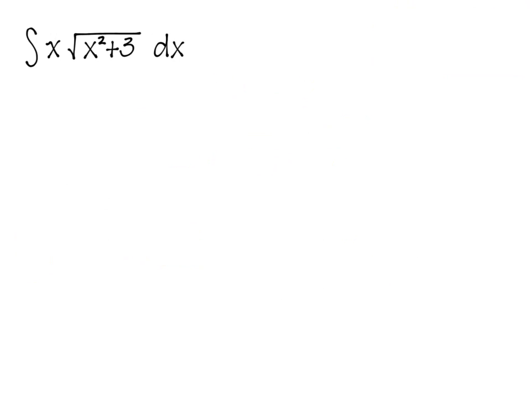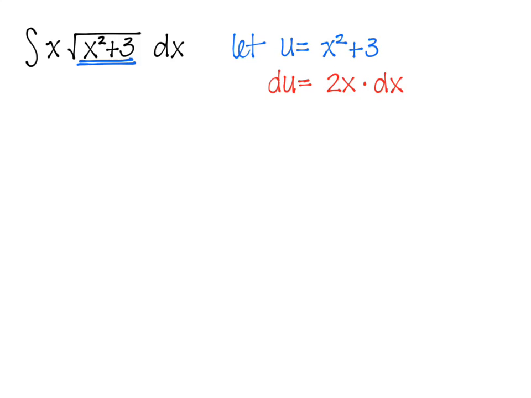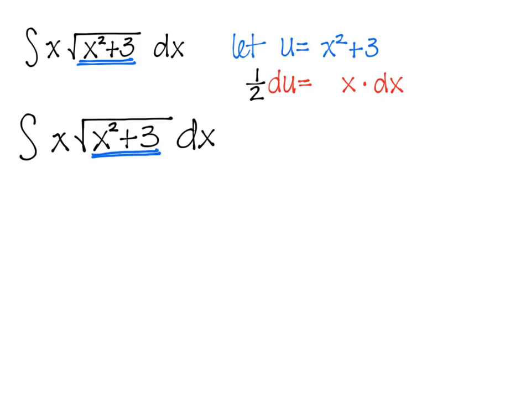Here's another problem. Now this time, my outer function is the square rooting function. My inner function is x squared plus 3. So x squared plus 3 is going to be my u. Take the derivative of u, and it's 2x dx. And I don't have 2x dx, I have 1x dx. So in this equation, divide both sides by 2, and you see that wherever I see x dx, which I have over here, x dx, I can replace it with 1/2 du.